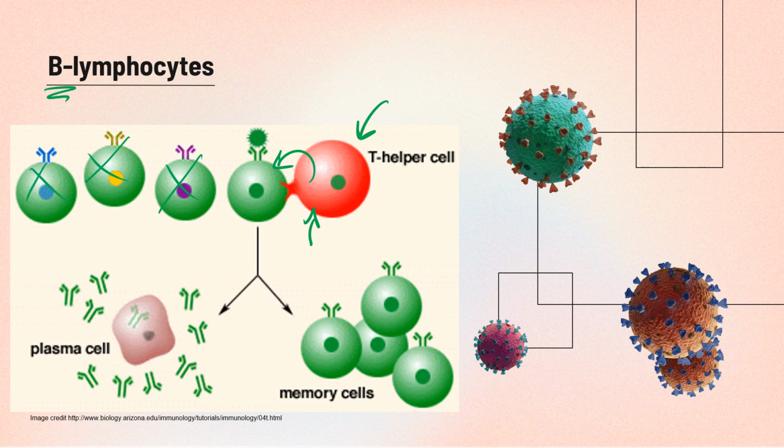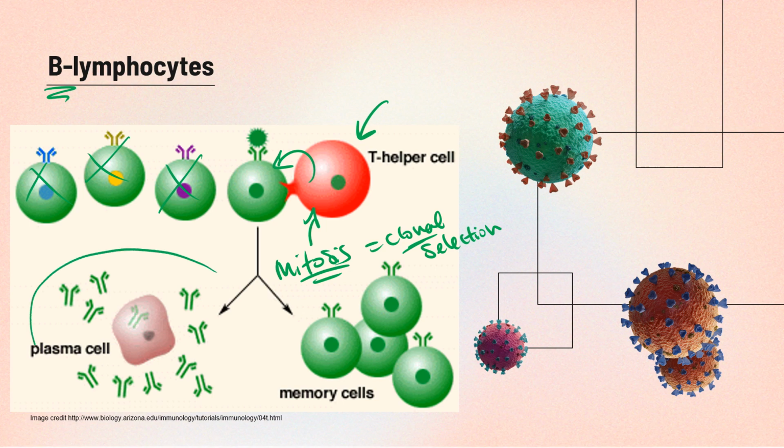These B cells are going to go through lots and lots of mitosis. We call this clonal selection because that mitosis results in genetically identical daughter cells, hence clones. So many B cells are activated and then clonally selected. Some of those cells are plasma cells. Plasma cells are specialized B cells that produce and secrete antibodies. And then we also have some B cells that are memory cells. We're going to look at those in a couple more slides.